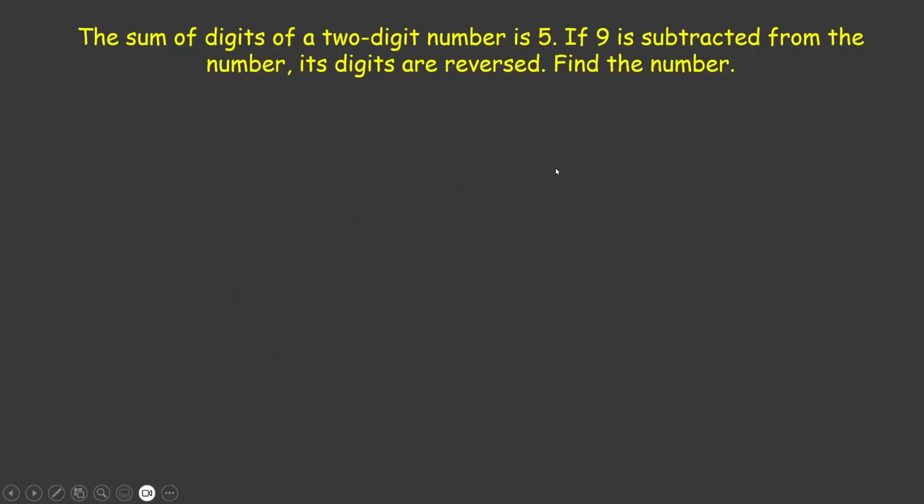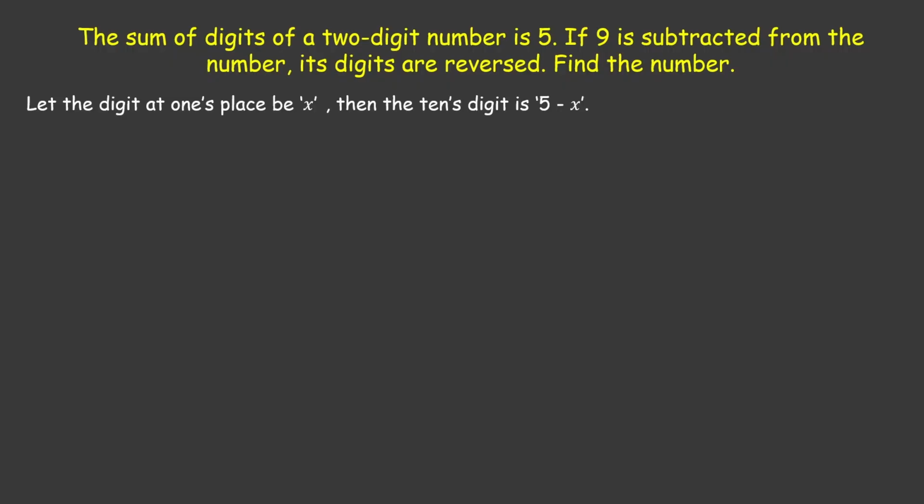Next, we have this question where it is given that the sum of digits of a two-digit number is 5. If 9 is subtracted from the number, its digits are reversed, and we need to find the number. So let us say, since we have a two-digit number whose sum of digits is 5, let the digit at ones place be x. Then the digit at tens place will be 5 minus x, since the sum of the digits is 5.